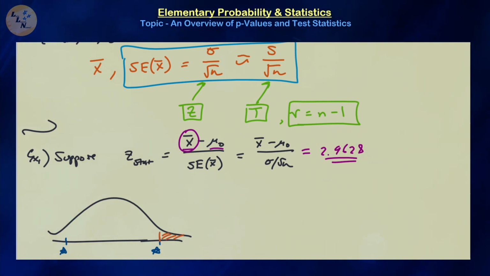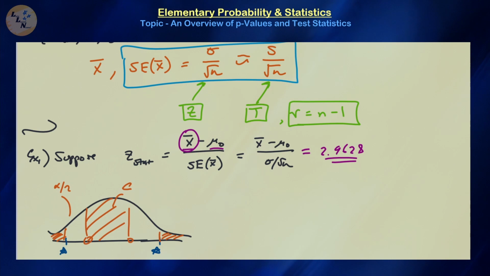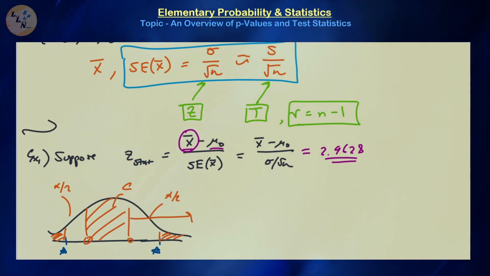Well, usually we're going to be comparing that blue star to a critical value which is located somewhere in the interior regime, where the area between that is going to be equal to c, and the area to the left of c would be alpha over 2, and the area to the right of c would be alpha over 2, right? So that would be that entire area and that entire area.